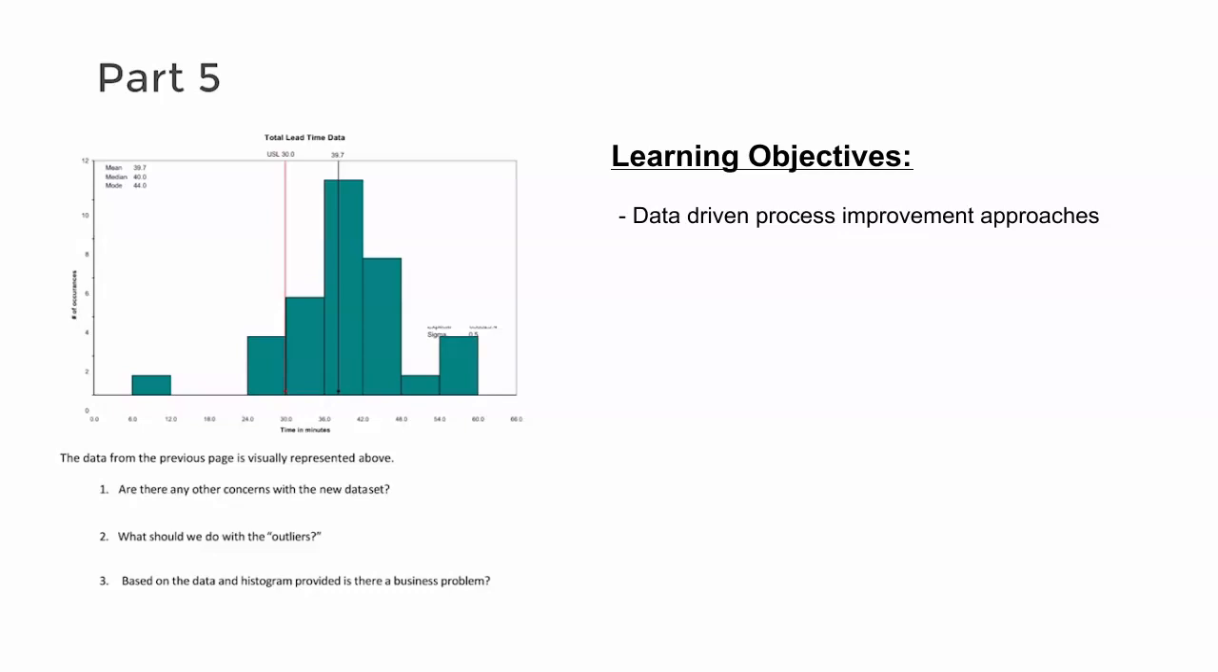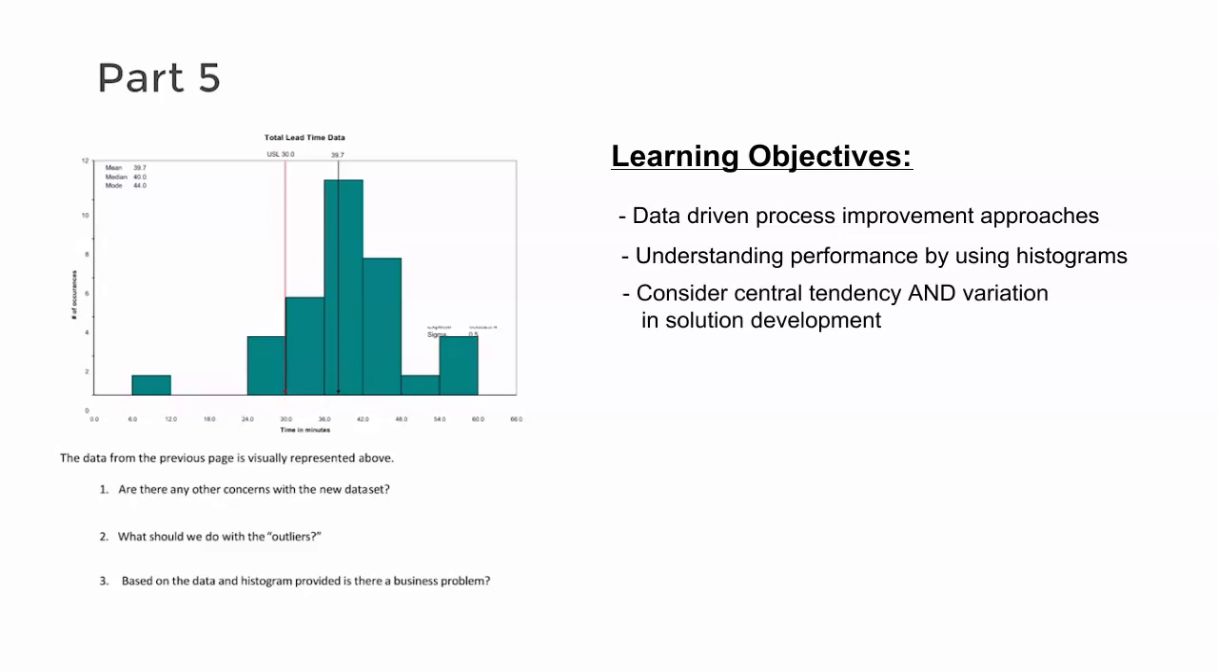We'll take a look at using histograms to understand current state performance and consider the importance that variation and central tendency play on whatever future state solution we end up developing. And then finally, we'll wrap things up with a case by introducing what I like to call the shift and skinny approach towards process improvement.